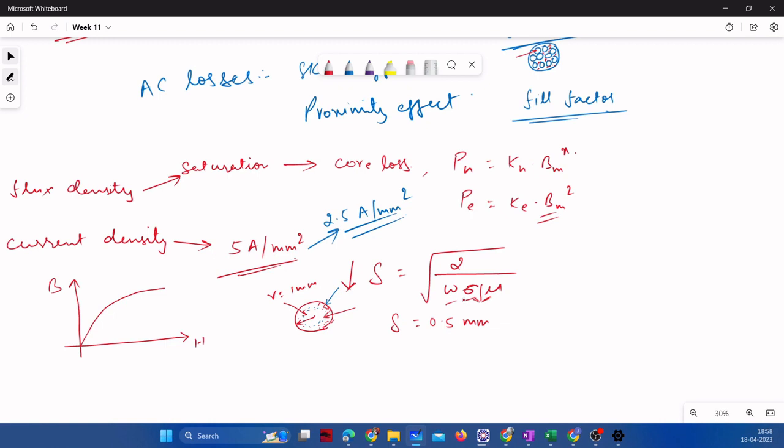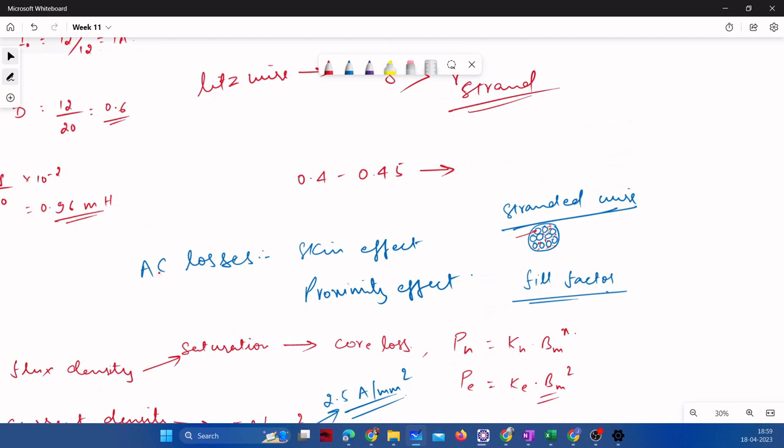because if you have lower conductivity, your resistance will increase and you will lose in terms of DC copper losses, which is generally I RMS squared R, the ohmic loss. So ohmic loss is known as DC copper losses, and AC copper losses are generated by skin effect and proximity effect.